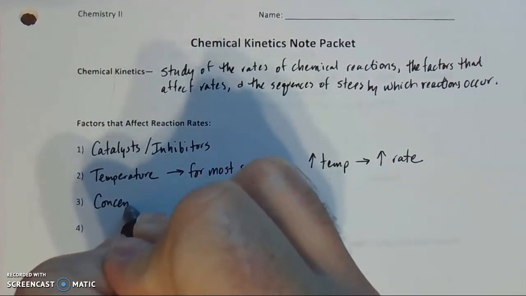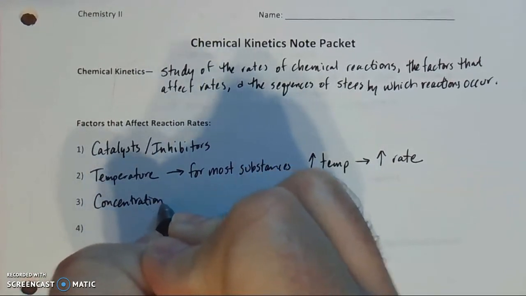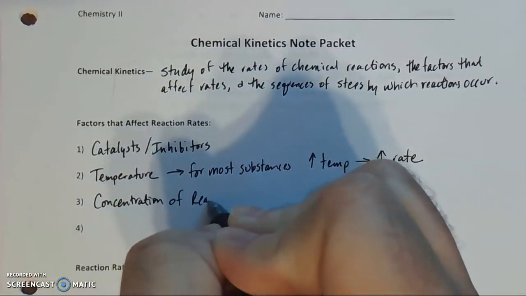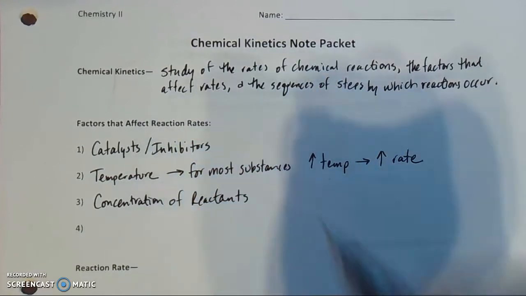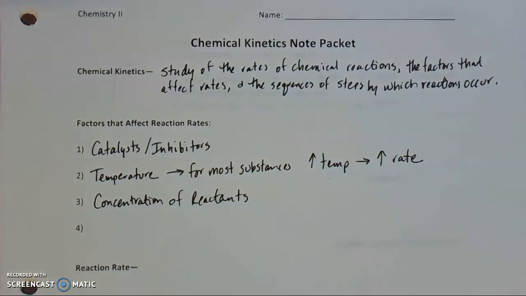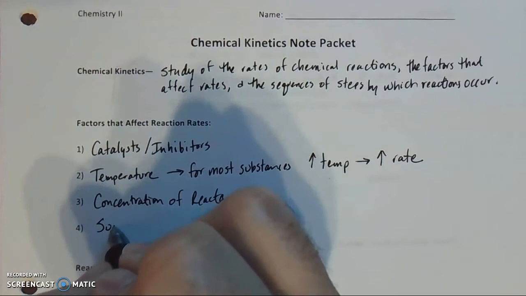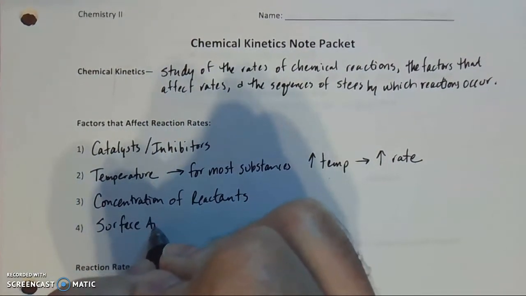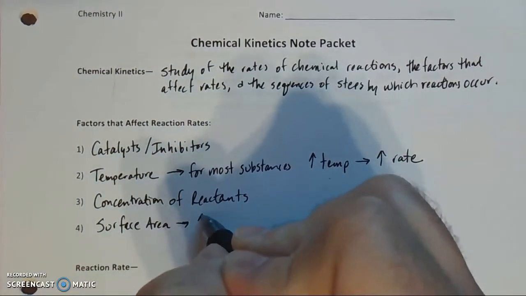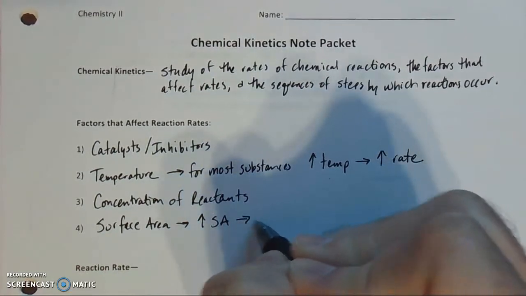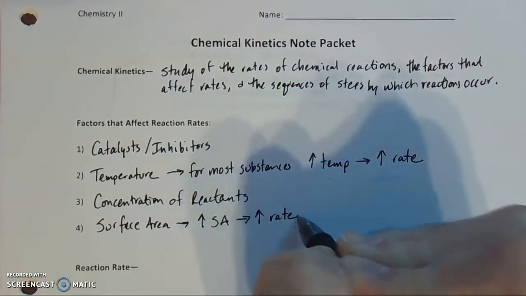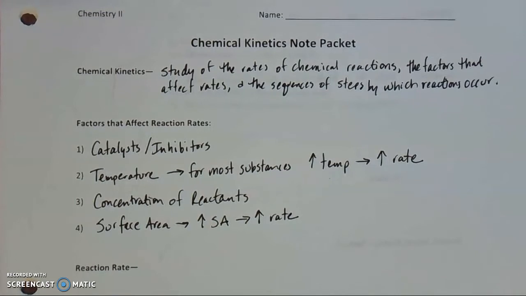The concentration of the reactants. So if we have more of something, there's more chances of it interacting with something else. And the last one is surface area. We're really not going to talk about that one other than here, but if you increase the surface area, you increase the rate. And one example is rusting.